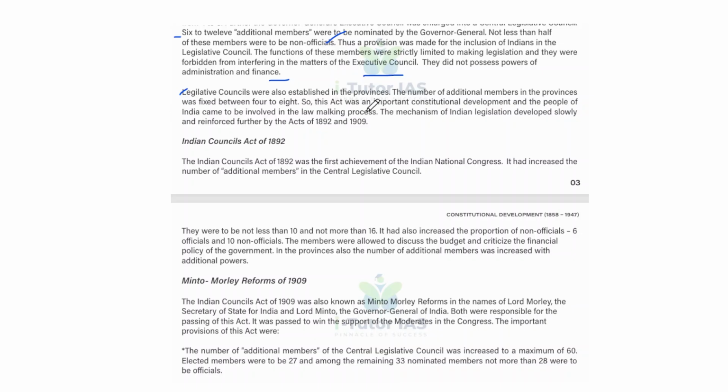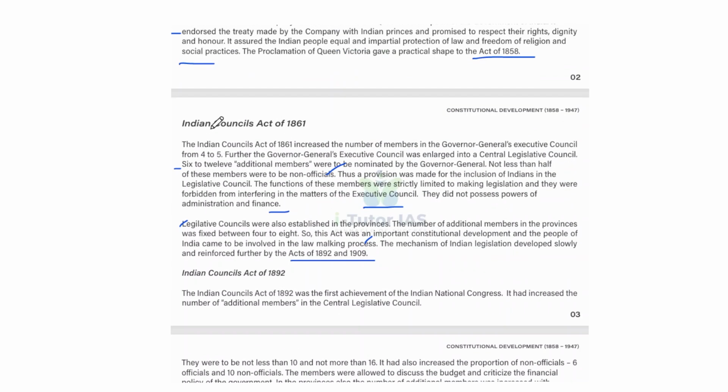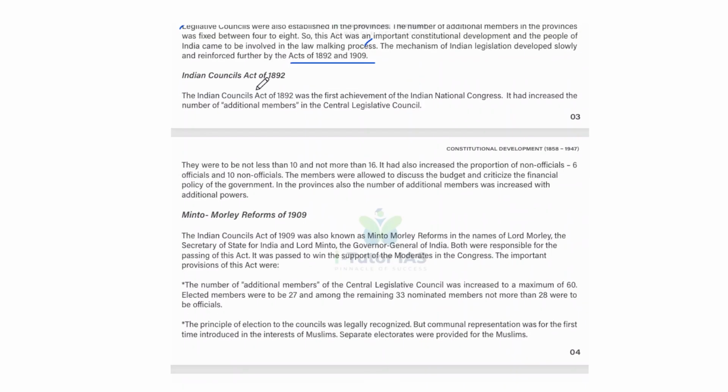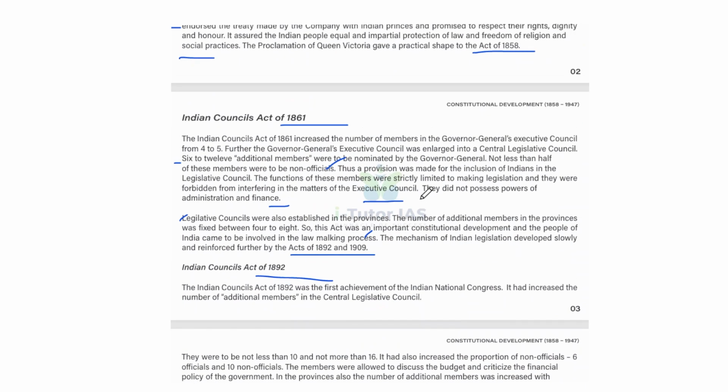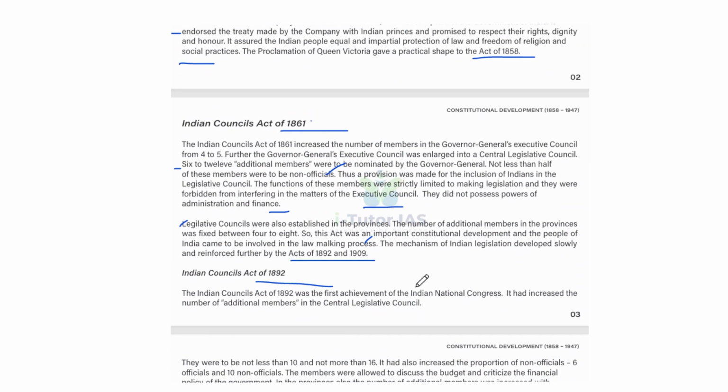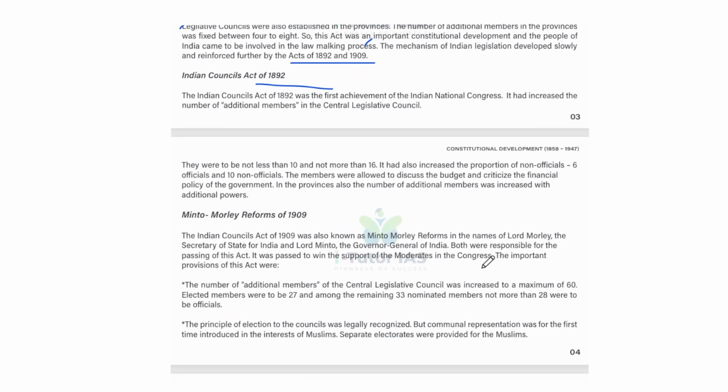law making process. And the mechanism of Indian legislation developed slowly and was reinforced further by the Acts of 1892 and 1909. So that is the Indian Councils Act of 1861. And again, the next one is the Indian Councils Act of 1892. This is 1861, this is 1892. Okay. And the Indian Councils Act of 1892 was the first achievement of the Indian National Congress.